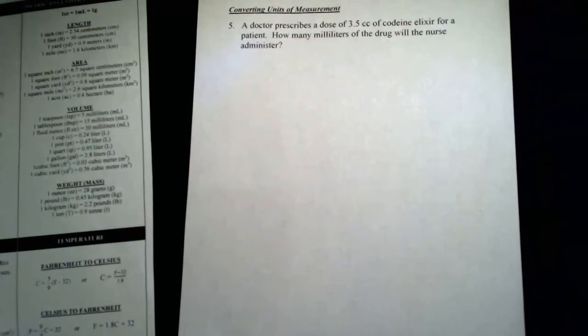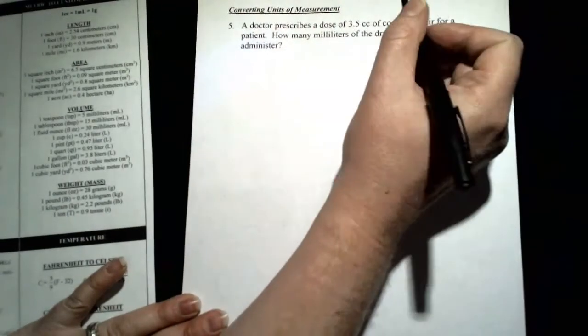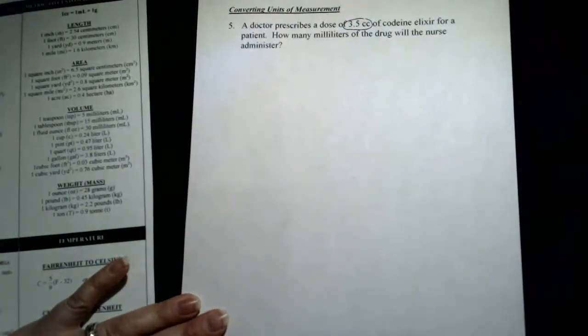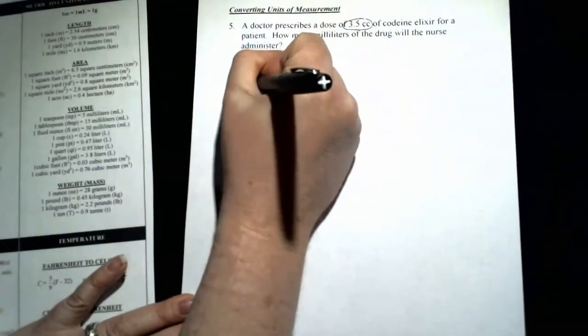Okay, number 5 says a doctor prescribes a dose of 3.5 cc's of codeine elixir for a patient. How many milliliters of the drug will the nurse administer? So this one is something we haven't talked about yet. It's telling us we start with 3.5 cc's. cc's is cubic centimeters.